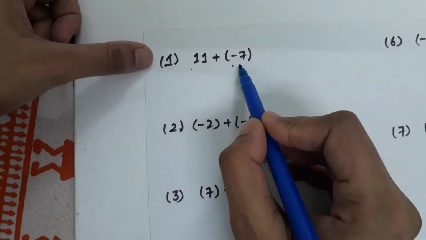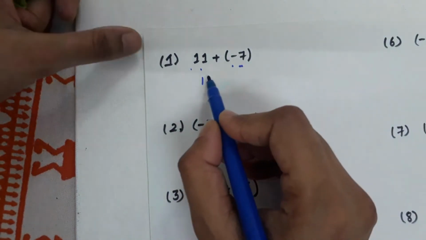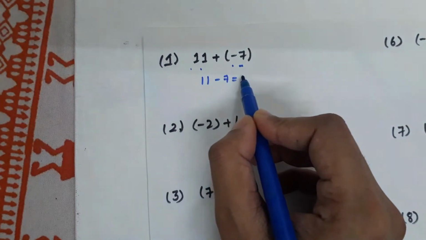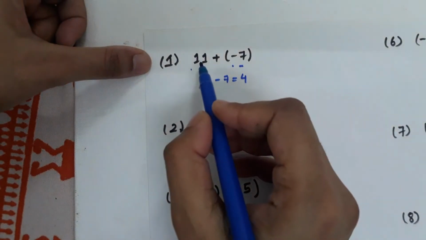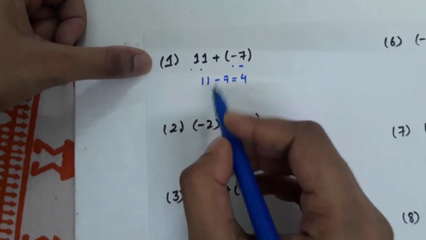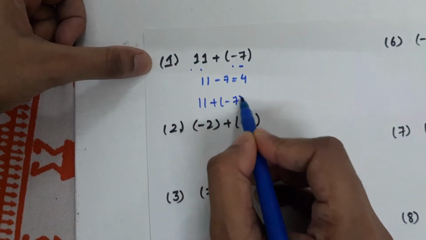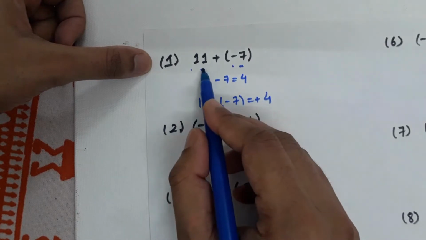So the smaller number is 7 and the bigger number is 11. I'll just ignore the sign and subtract. So 11 minus 7 is going to give me 4. Then put back the sign of the bigger number. The bigger number is 11, and 11 is positive. So my answer for 11 plus minus 7 will be 4 with a positive sign, because the bigger number is 11, which is positive.